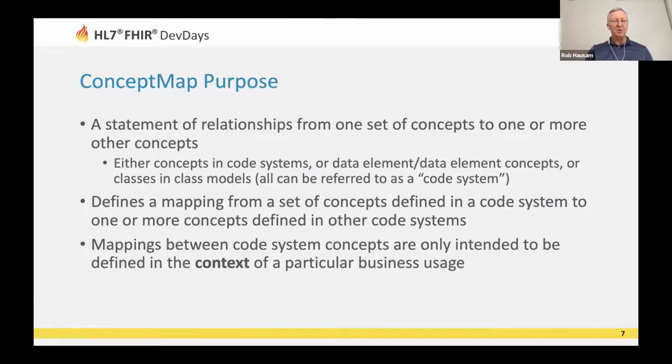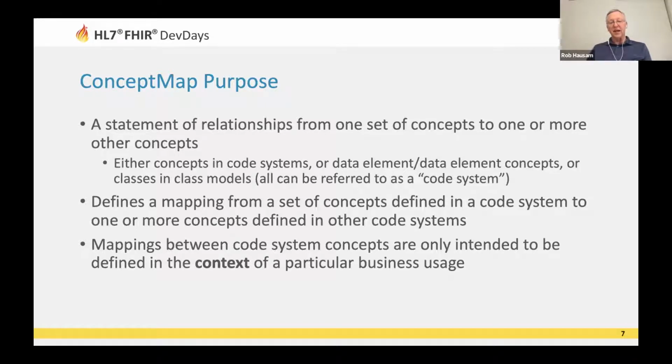This just talks about what's the purpose of a concept map. It's a statement of relationships from one set of concepts to another one. And the notion of concept here, as I said yesterday, was pretty broad. It's typically going to be codes in a code system of some kind, but it isn't always. And that's one of the things I'll give you a little more detail on today than I did yesterday.